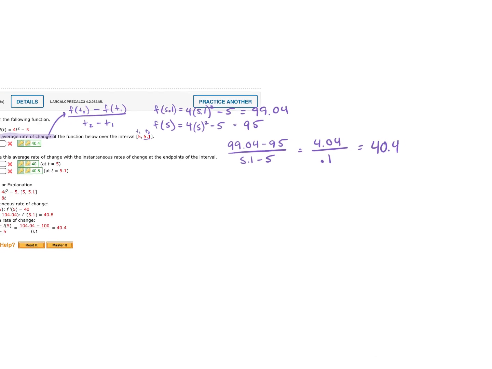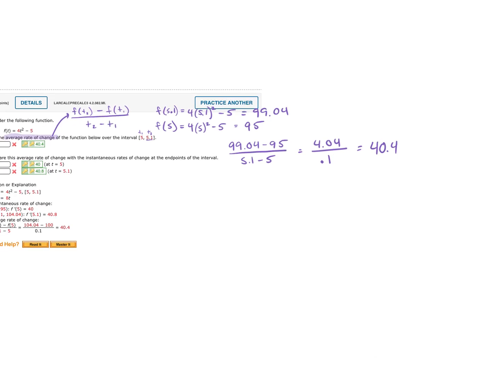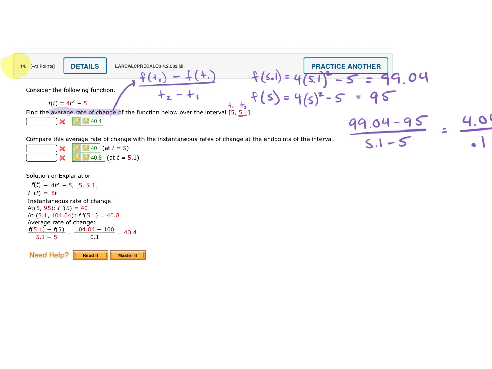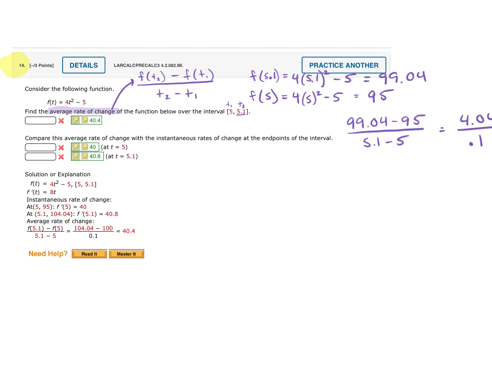40.4, we're talking about the average rate of change. It doesn't give us any units here, so no units. Typically it'd be feet per second, but it doesn't say here. All right, so we're going to compare this average rate of change to the instantaneous rates of change at the endpoints as well. So we're comparing it to kind of like the instantaneous velocity.